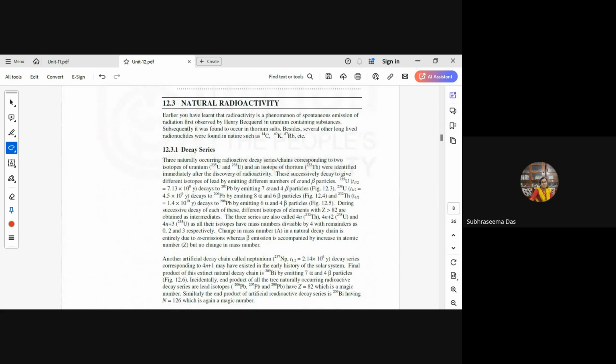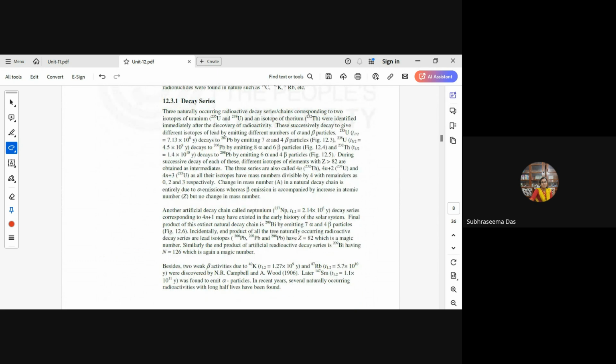Now coming to natural activity. Natural activity is the spontaneous emission of radiation, particularly from uranium substances, which was first discovered by Becquerel. Other salts have also been found, such as thorium salts. Radionuclides have also been found in nature, such as carbon-14, potassium-40, and others.